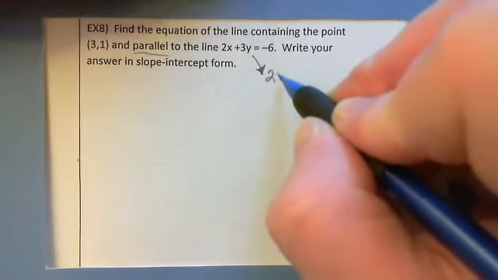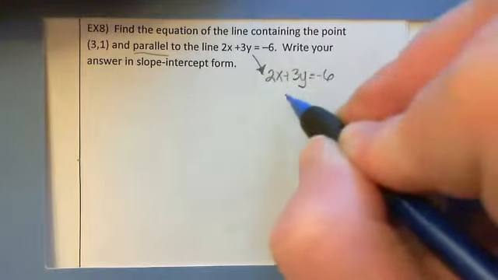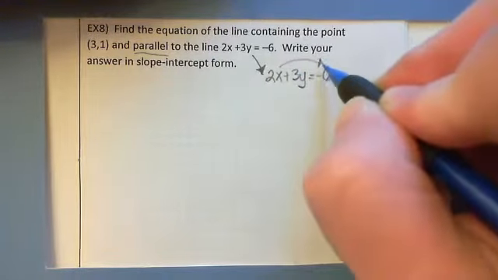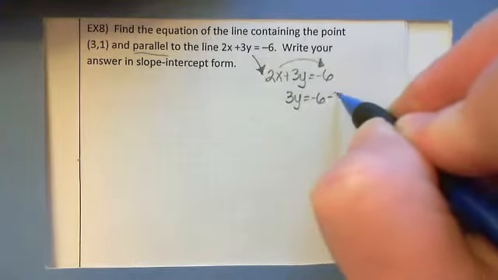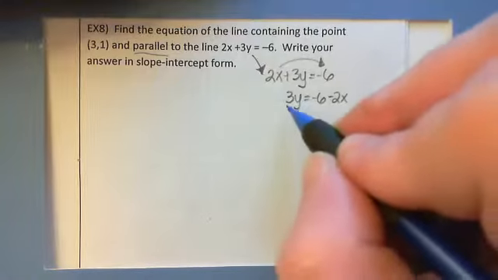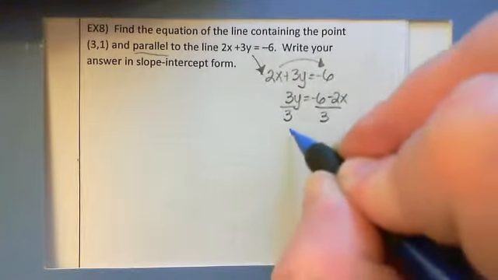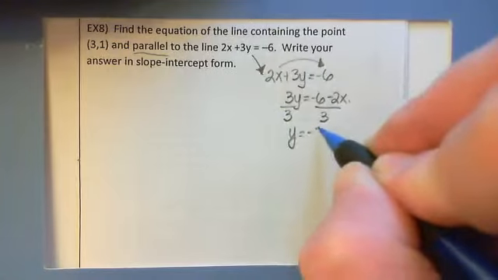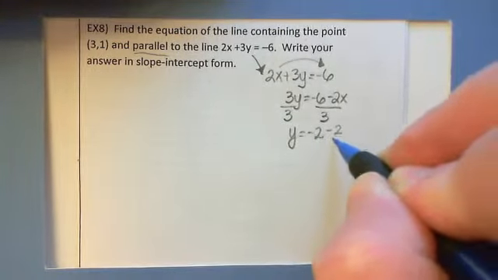So basically I have 2x plus 3y equals negative 6, and I need to find the slope. So let's move the 2x to the other side. So this would be 3y equals negative 6 minus 2x. And I'm going to divide by 3 on both sides. So this would be y equals negative 2, negative 2/3, negative 2 over 3.